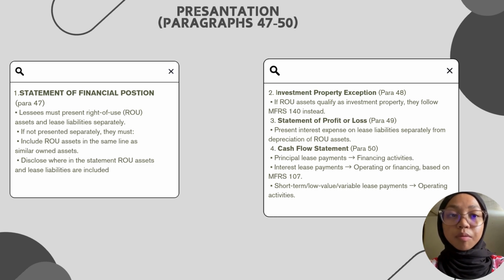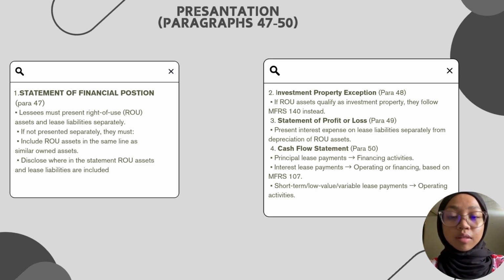Next is the investment property exception, which is in paragraph 48. If the right of use asset meets the definition of investment property, such as property held to earn rental income, then the lessee applies MFRS 140, which is investment property. For example, a retail company leases a building and subleases it. So if the purpose is to earn the rent, it's an investment property and must be reported under MFRS 140.